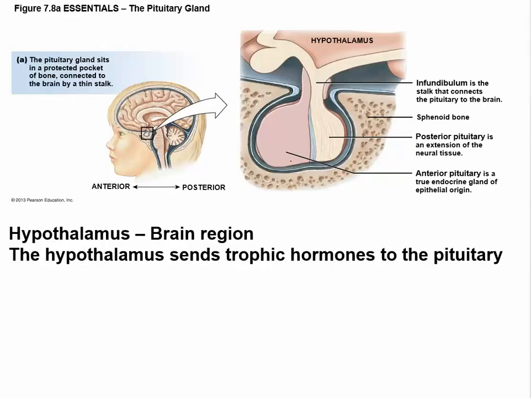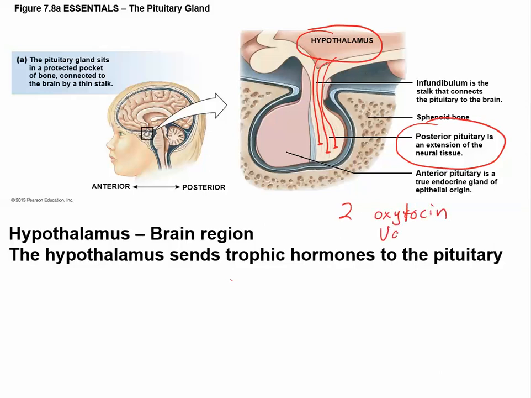So now, this is the thing you have to really remember. The posterior pituitary, if you read this right here, it says the posterior pituitary is an extension of neural tissue. Here's the hypothalamus up here, definitely a brain region. But there are neurons that pass from the hypothalamus down into the posterior pituitary, okay? And I'll tell you right now, it's not that hard to remember the hormones of the posterior pituitary, because there are only two, okay? It's oxytocin and vasopressin. We'll see that in another slide too, but this will help you remember it maybe. There are only two, oxytocin and vasopressin. And so they're released directly from neurons into the blood, because they're hormones.